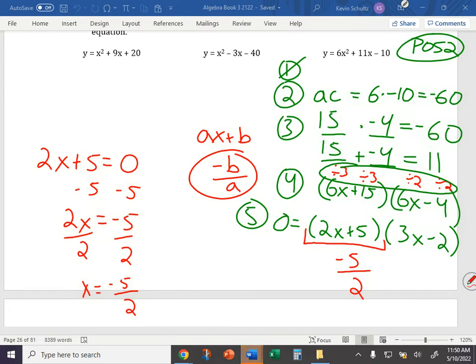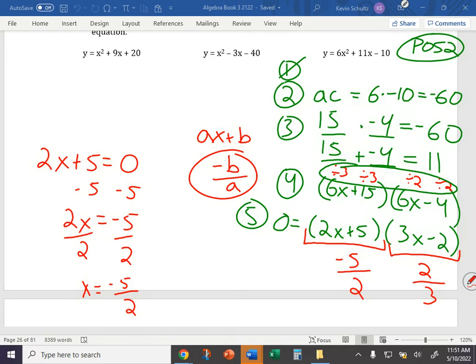So what would our other answer be? What's our other x-intercept here? What does it equal? What value for x makes that expression equal to 0? It is 2/3, positive 2 over 3, right? The opposite of your constant divided by the coefficient. Okay? So there you have it. You now know all 3 methods for solving all 3 types of a quadratic equation.